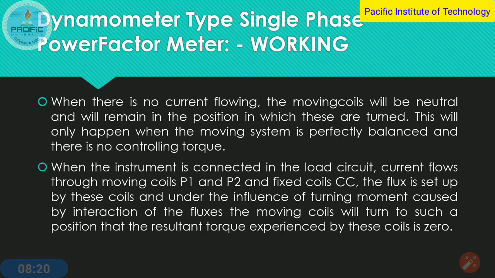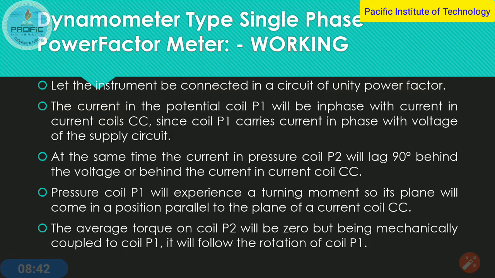So when we connect this circuit to the load circuit, two fluxes are produced, one in the pressure coil and another in the current coil. So there are two fluxes, in the moving coil and in the fixed coil. When these two fluxes interact with each other, there will be a turning moment, and this turning moment will settle down at the resultant torque zero. Now we will consider three cases: one with unity power factor, another with zero lagging power factor, and the third with zero leading power factor.